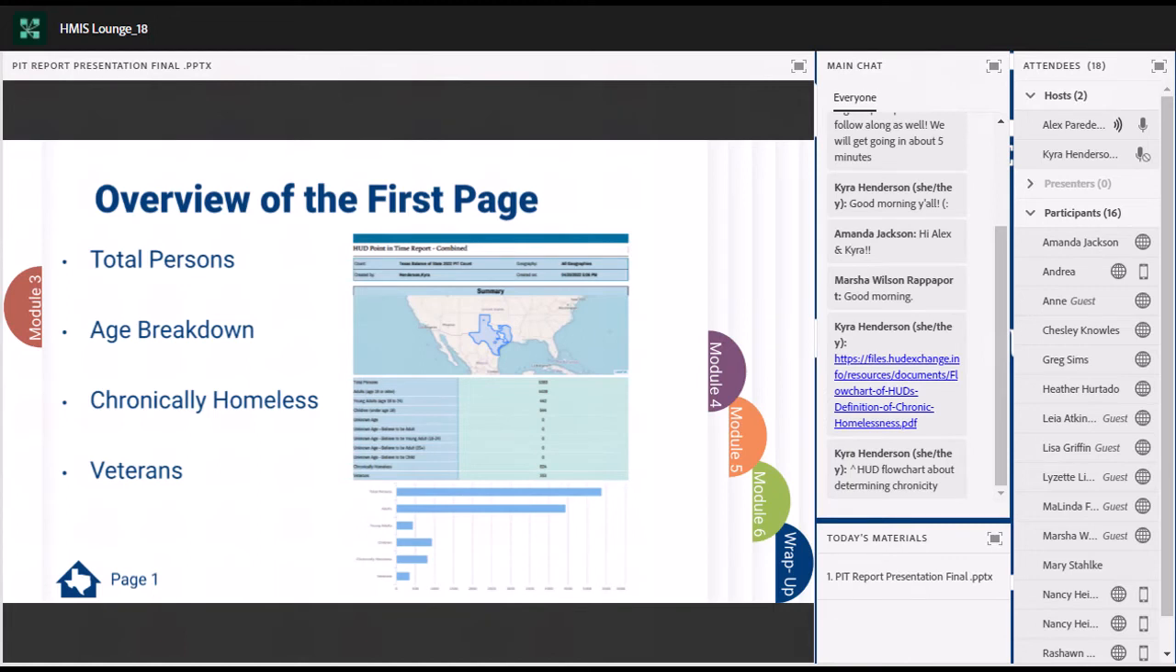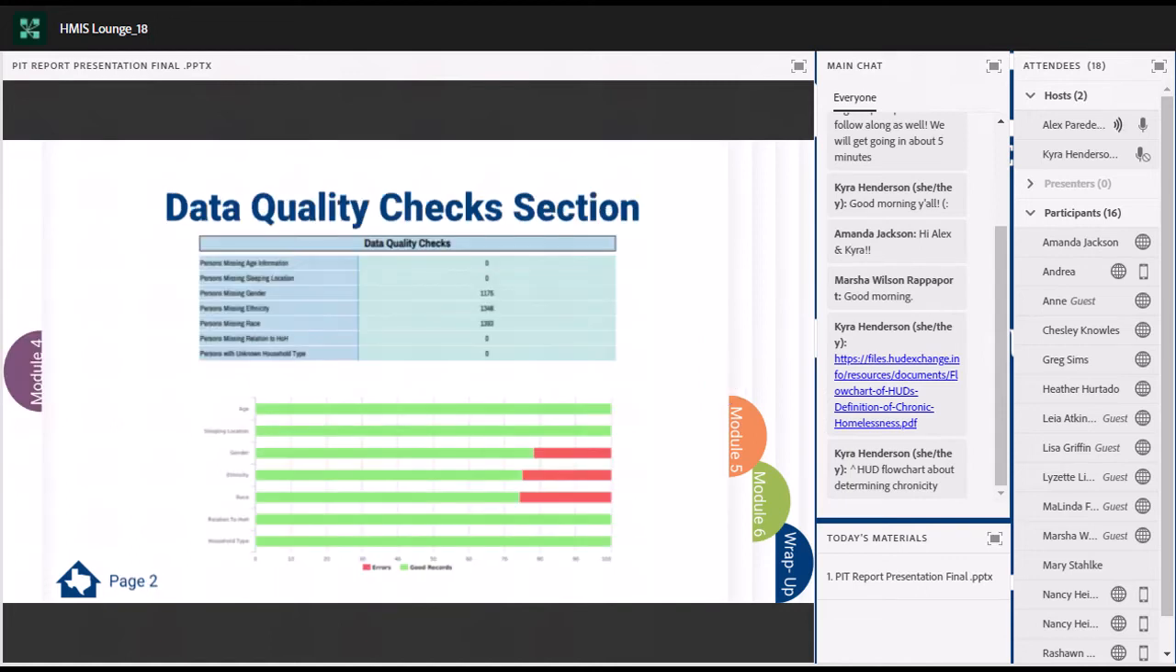Okay, I want to stop here again really quickly and see if we have any questions in the chat. Seems like we're doing pretty good so far. Thank you, Kira, for linking that HUD document. Okay, I don't see anybody typing, so I'm going to go ahead and continue.